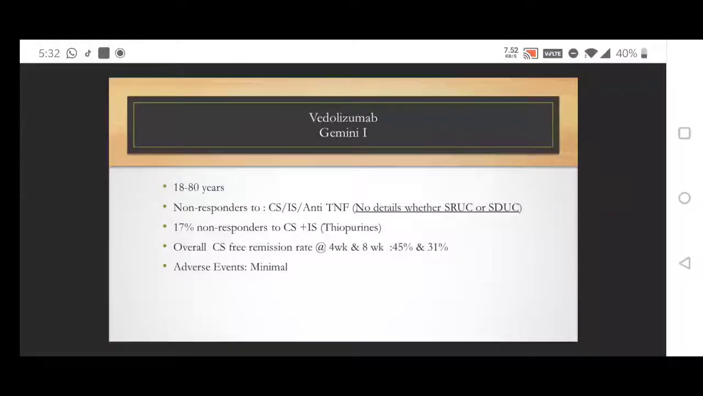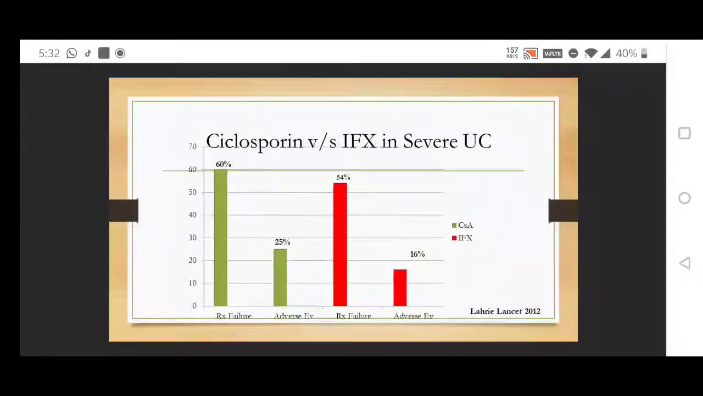With the ACT 1 and ACT 2 trials, the corticosteroid-free remission rate was 20% at 1 year. So here we have a drug which at 8 weeks gives you a value of 31%. But again, as I said, this is not specifically designed for patients with steroid dependent ulcerative colitis. And the best part was that the adverse events were minimal.